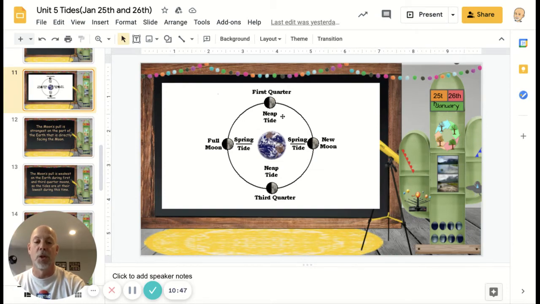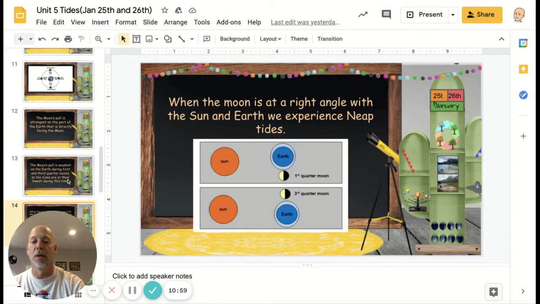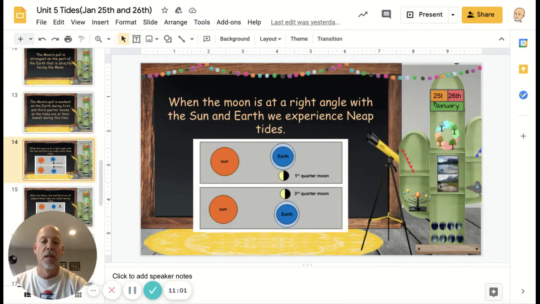All right. So what we're showing in this picture is our two strongest tides, the spring tides, and our two weakest tides, the neap tides, which are first quarter and third quarter. That's at their lowest, or least extreme. So when the moon is at a right angle or a 90-degree angle with the sun and Earth, we experience our neap tides.